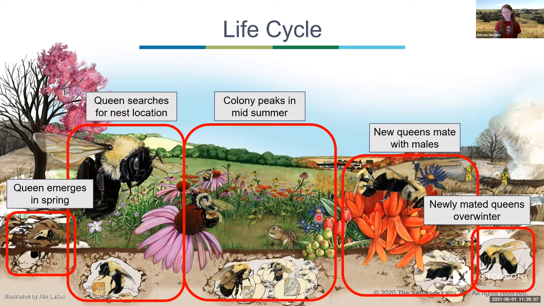Towards the end of the season is when males and new queens are produced. They come out towards the end, and they'll mate. At that point, the old queen dies off, the workers die off, and the males die off. So the only member of the colony who survives through the winter is the newly mated queen. Then, in the following spring, she will start this life cycle all over. This is called an annual life cycle, and it's what bumblebees go through.